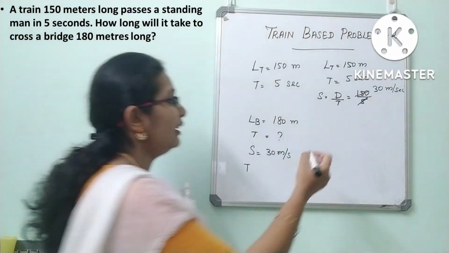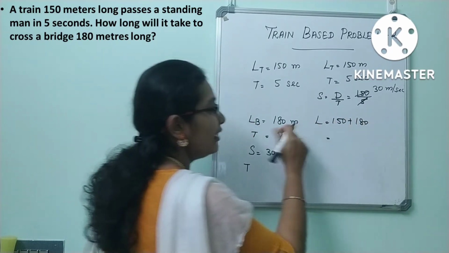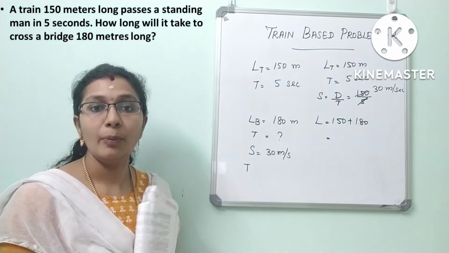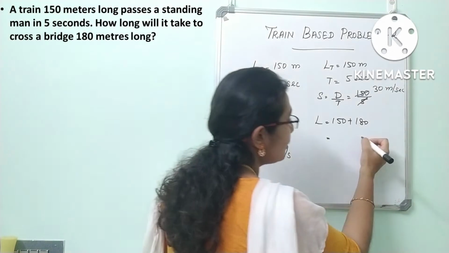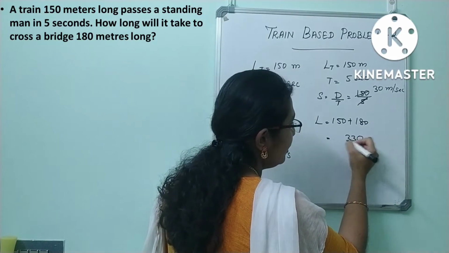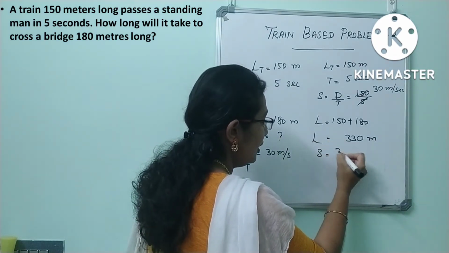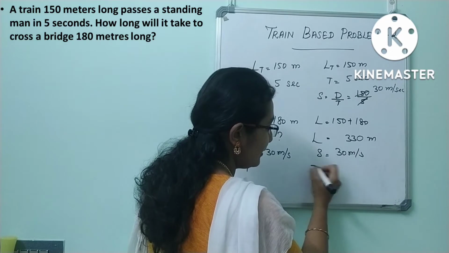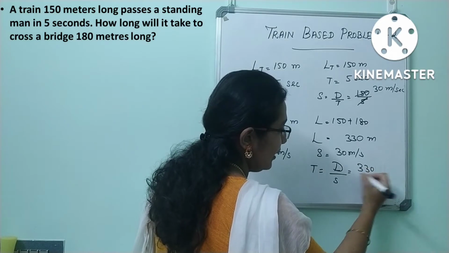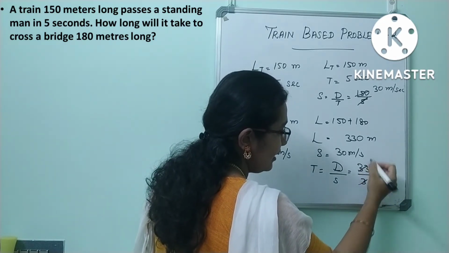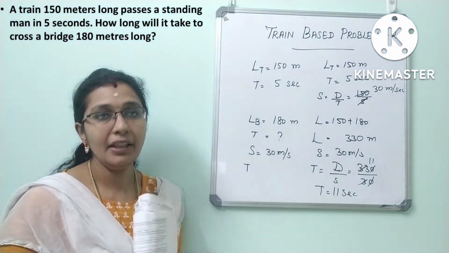So here the length is 150 plus 180, because we will consider the length of the bridge too. Please watch the first video, in that I have given the clear explanation. Now when you add up, you get 330 meters as the total length and speed is 30 meters per second. Now you can easily find the time. Time is equal to distance by speed, which is 330 by 30. Zeros cancel, 11. So time is equal to 11 seconds. So this is how you will find the answer.